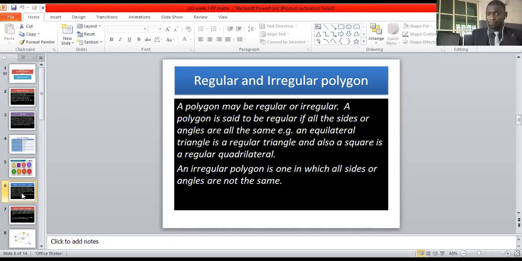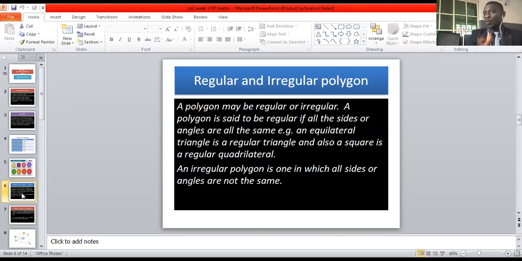Look at a quadrilateral. We have a rectangle and we have a square. A rectangle, you can see all the sides are not equal. It has equal lengths, but the breadth is different from the length. But look at the square. It's a quadrilateral also. It has 4 sides, but all the sides are equal. That gives you a regular polygon. While an irregular polygon is one in which all the sides are not the same, or angles are not the same.